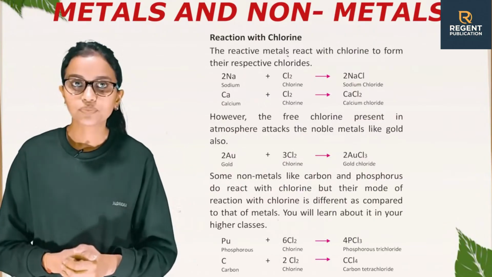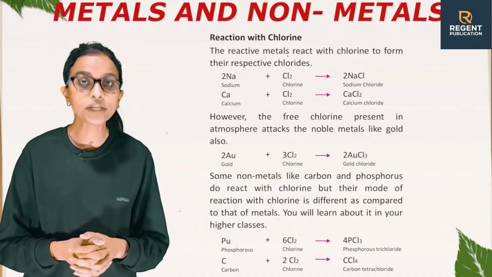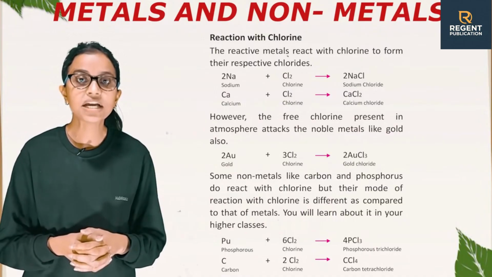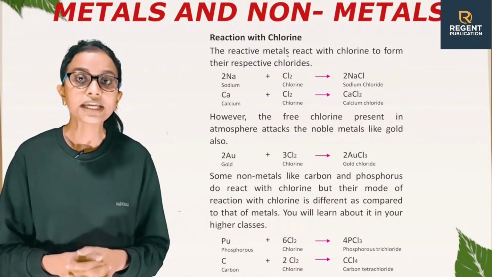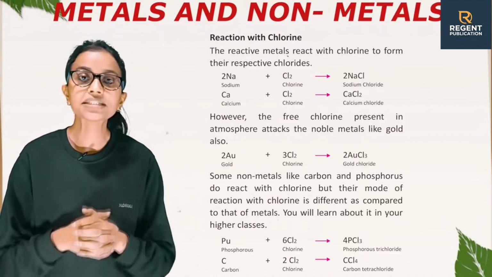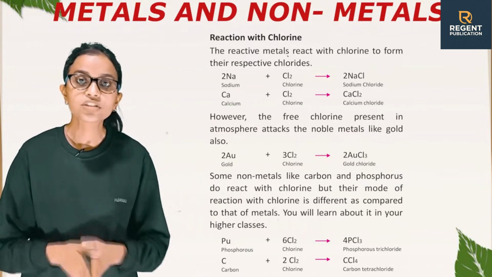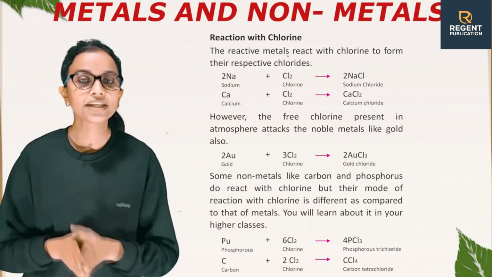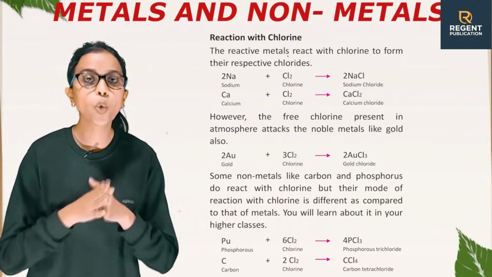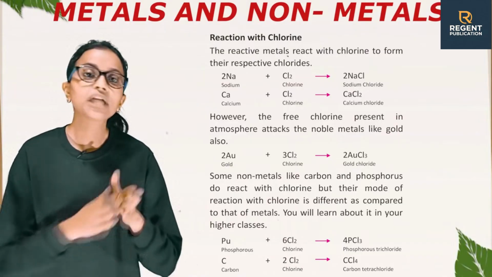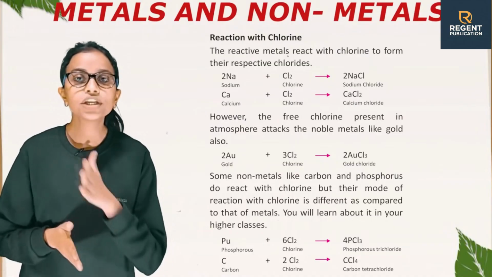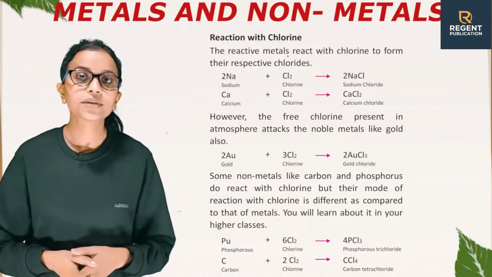Reaction with chlorine. The reactive metals react with chlorine to form their respective chloride. 2Na, sodium, plus Cl2, chlorine, gives 2NaCl, sodium chloride. Ca, calcium, plus Cl2, chlorine, gives CaCl2, calcium chloride. However, the free chlorine present in atmosphere attacks the noble metal like gold also. 2Au, that is gold, plus 3Cl2, chlorine, gives 2AuCl3, gold chloride.